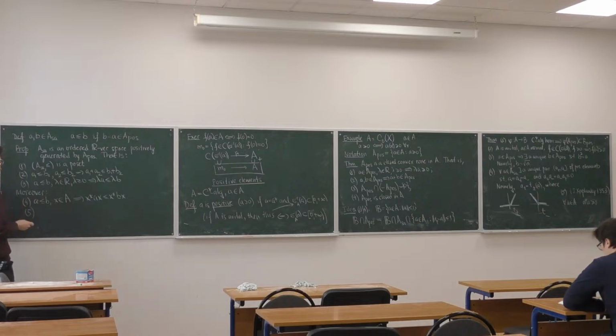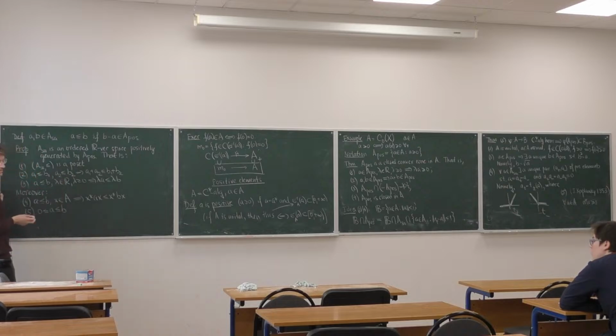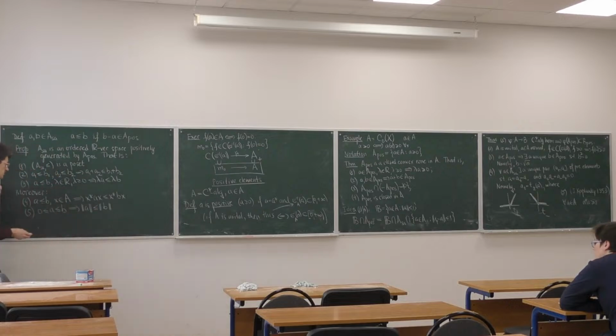Also, let's now recall that A has a norm, and the norm on A is also compatible with the order relation in the sense that if we have two positive elements A and B, and A is less than or equal to B, then the norm of A is less than or equal to the norm of B. So in some sense, the norm is monotone on positive elements.